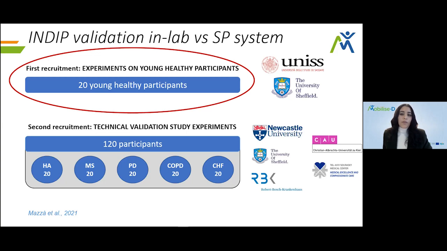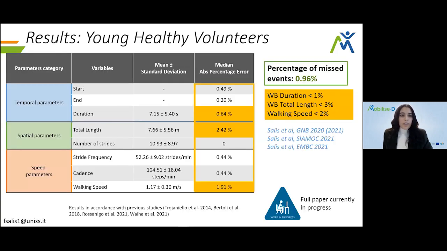Now I'm going to give you just an anticipation of the results obtained on young healthy participants. Here you can see this table, which summarizes the results obtained at walking bout level, averaged across all subjects and tests. As you can notice, the error obtained for the average duration of the walking bout is lower than 1%. The error for the total length is lower than 3%, and for the walking speed is lower than 2%. And also for the other parameters, the errors are very limited.